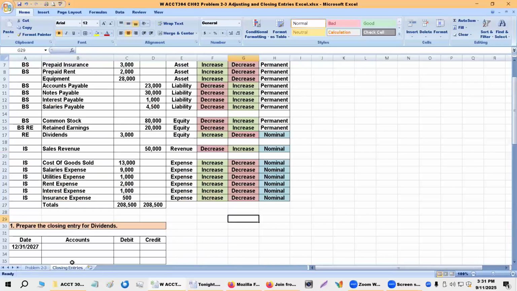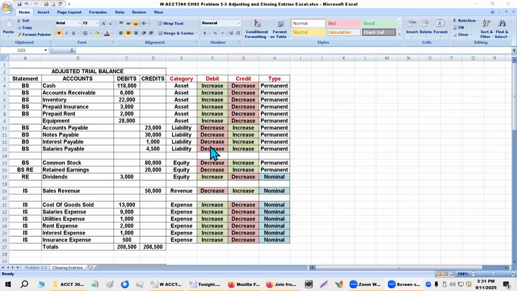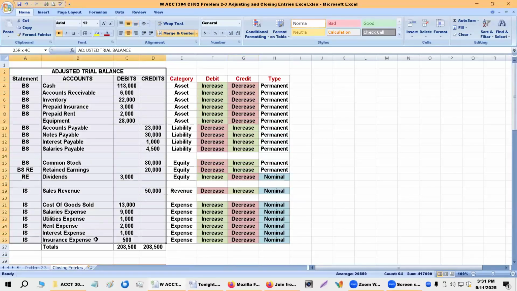Okay, closing entries. So after we do our adjusting entries, here's our adjusted trial balance. This is a made up one, by the way. It's actually made up from our previous one of 2-1. I kind of altered it a little bit, and I'll tell you why in a second.